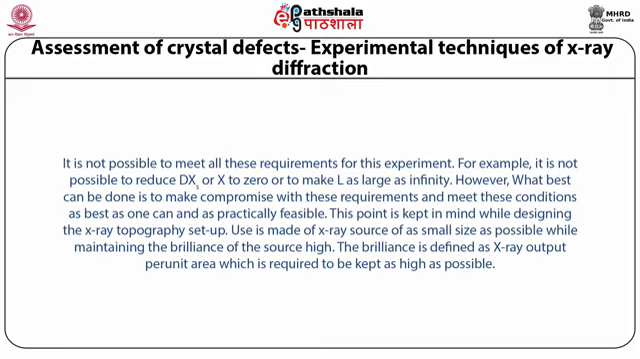However, what best can be done is to make a compromise with these requirements and meet these conditions as best as one can and as practically feasible. This point is kept in mind while designing the X-ray topography setup. Use is made of an X-ray source of as small a size as possible while maintaining the brilliance of the source high. The brilliance is defined as X-ray output per unit area, which is required to be kept as high as possible.